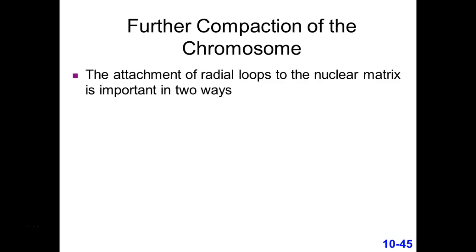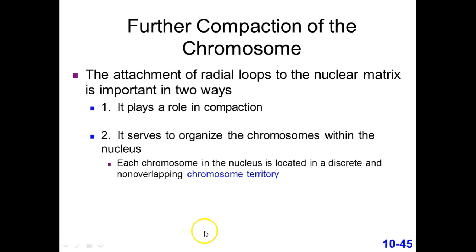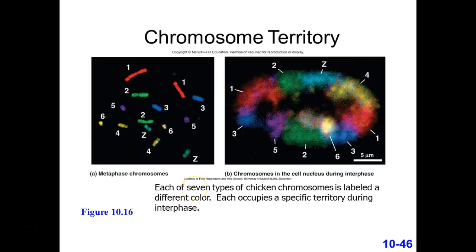So we've got the nucleosomes, we've got the 30 nanometer fiber, then we've got the radial loops. So as those radial loops loop up along the fibers, each chromosome is located within a discrete, non-overlapping area, they believe. Again, this is theory. But we've got some pretty cool stuff to show this.